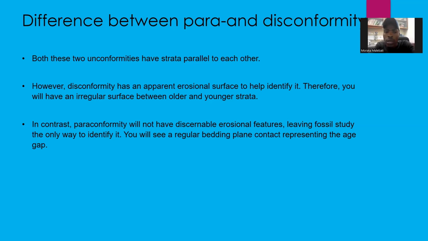But now with paraconformity, there is no irregularity. That is to say, the contact is just parallel to the rock layers, so it's not easy for you to identify the gap or to notice the erosional surface. To do that, you need to use what you call fossils.